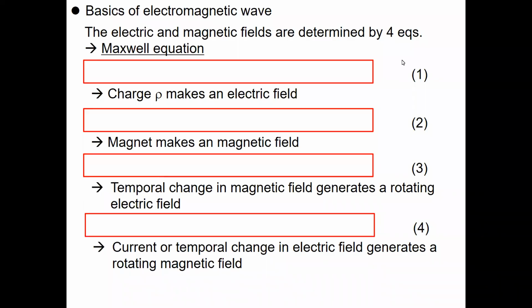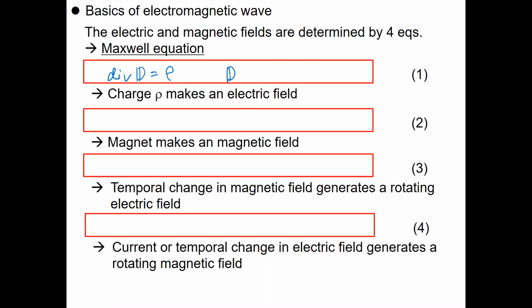Okay, now let's move on to the Maxwell equations, which are made of 4 equations and govern the electric and magnetic fields, as I explained in the previous slides. The first equation is divergence D equals rho. Rho means the charge, and charge gives a divergence of D.